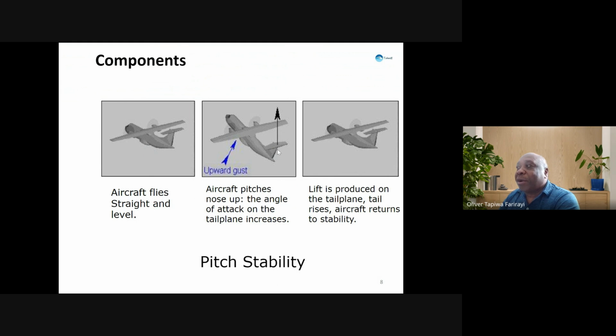Okay, the angle of attack on here increases. Lift is produced on the tailplane, and then the tailplane will automatically rise. So the gust is on there, but the reaction is now behind there. Okay, it will rise. Once it rises, it will put the nose down. It's rising, so the nose will go the opposite direction, and then the aircraft returns to stability.